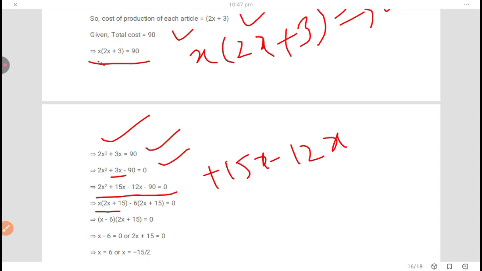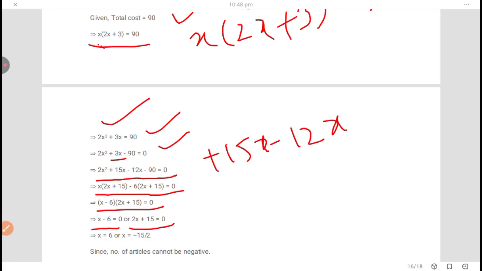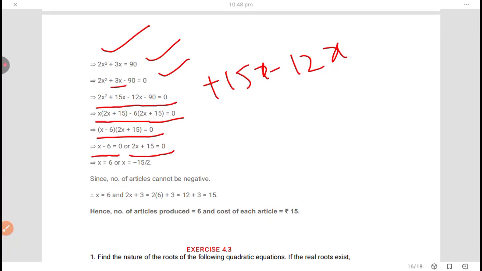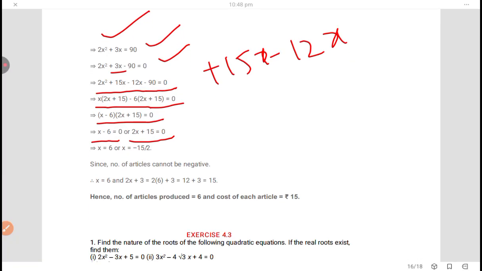Then take the x common and 6 common. So you'll get these two equations: x minus 6 equal to 0, then 2x plus 15 equal to 0. Then you'll get the x values, x equal to 6 and x equal to minus 15 by 2. So the number of articles cannot be negative, so do not consider x equal to minus 15 by 2. So consider x equal to 6 and put in this value, you'll get the answer.